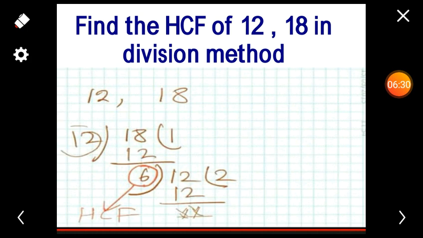It is a very shortcut method. Here the bigger number is 18 and the smaller number is 12. Therefore, we divide 18 by 12. Then we get 1 as the quotient, and 1 into 12 is equal to 12, so 6 is the remainder. Then we write this number 12 here and divide by 6. Then we get 2 as the quotient and again 0 as the remainder. Therefore, here 6 is the HCF of 12 and 18.